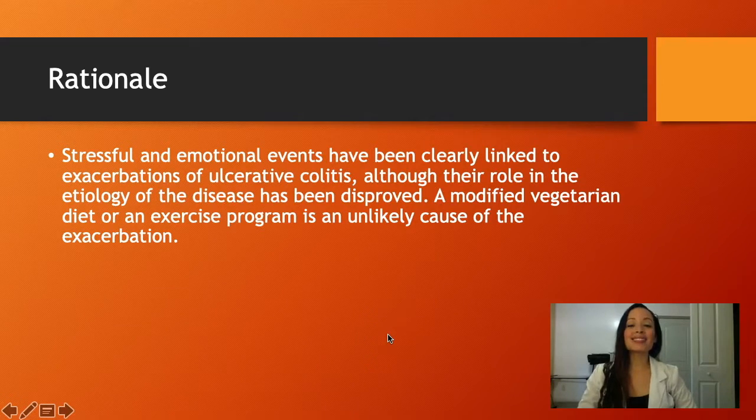So stress, emotional events have been clearly linked to exacerbations of UC. Now, although they don't cause it, they can make it worse. A modified vegetarian diet is not likely to cause an exacerbation. So that's an important point also, that stress will not cause UC, but it will make it worse. So once you have it, you want to avoid stress.